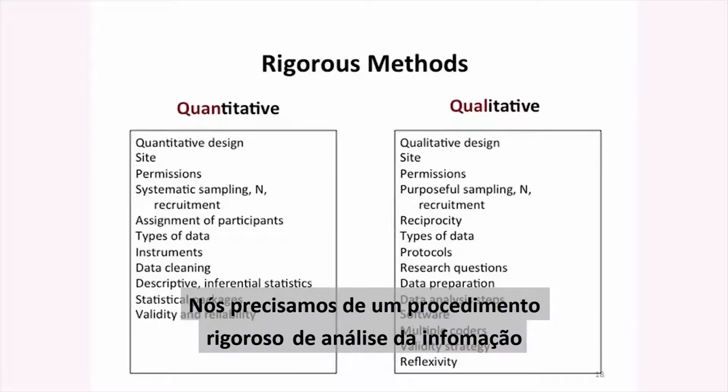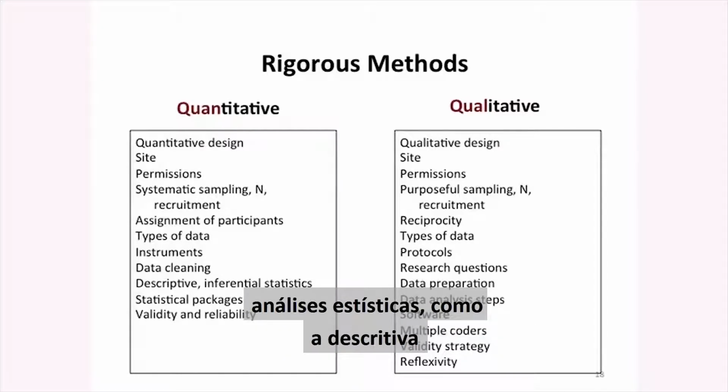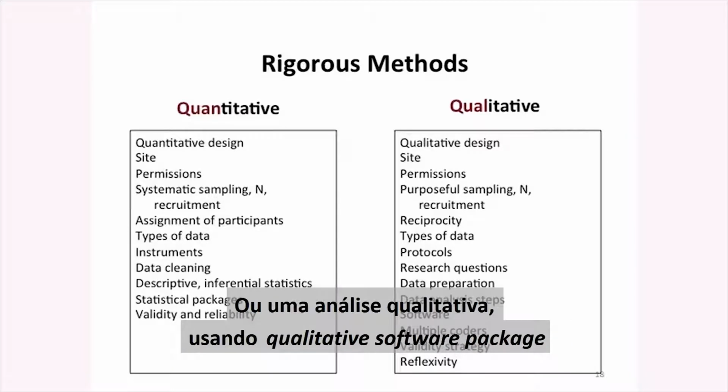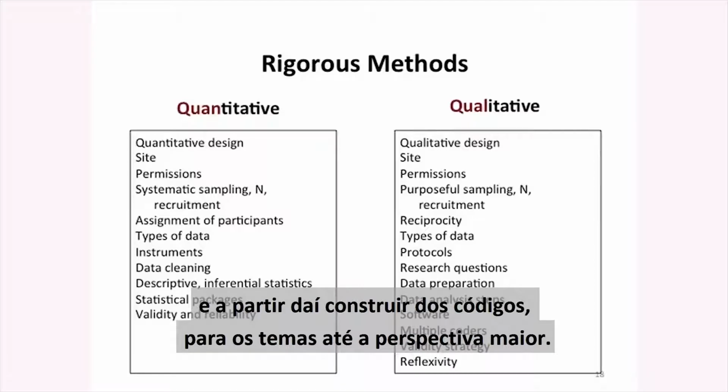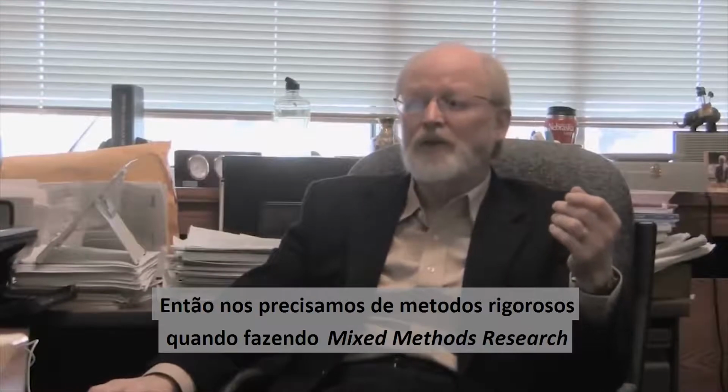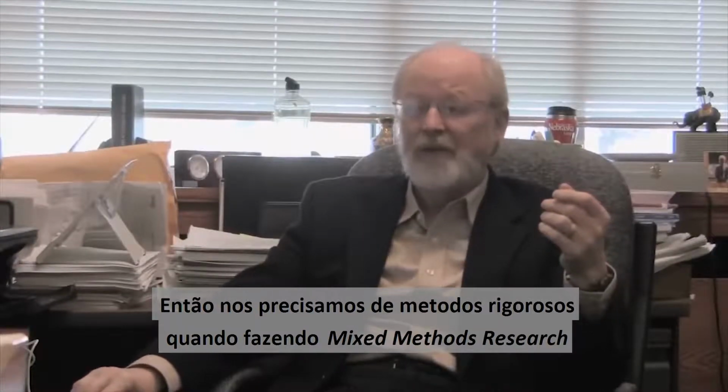We need to go through a rigorous procedure of analysis of the information, whether it's a statistical analysis, such as descriptive, inferential, using statistical packages, or on the qualitative side, whether it's using a qualitative software package, and then building from the codes to the themes to the larger perspectives. So we need some rigorous methods when we do mixed methods research. That gives it more of a scientific form.